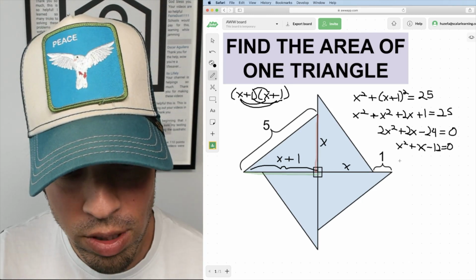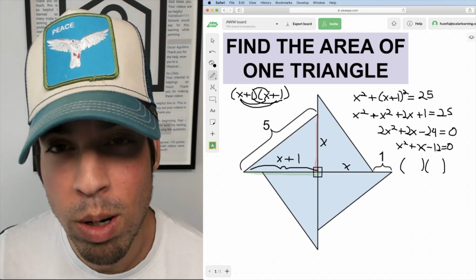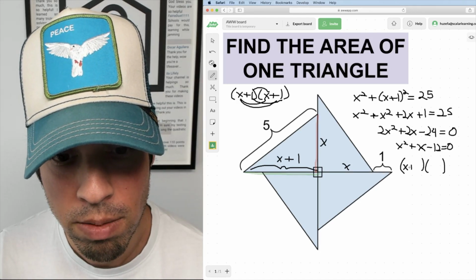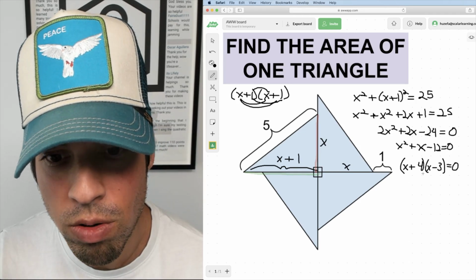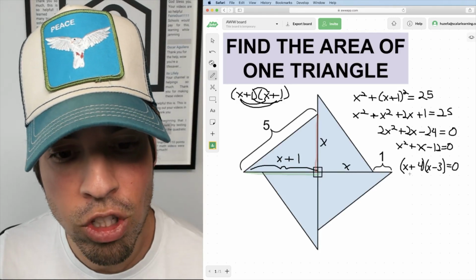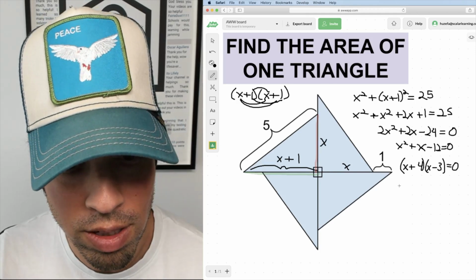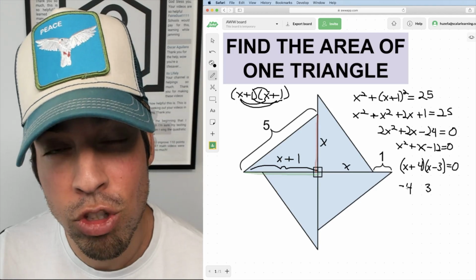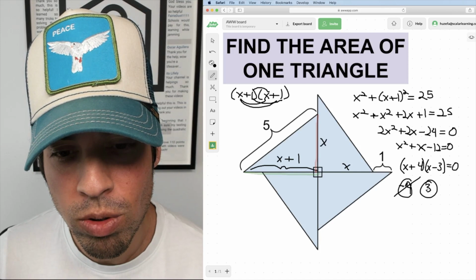And if you guys remember factoring, now we can just factor this quadratic. What multiplies to negative 12 and adds to positive 1? That would be positive 4 and negative 3: (x plus 4) times (x minus 3) equals 0. Once it's factored into these two binomials, my solutions are whatever makes each binomial go to 0. What plus 4 equals 0? Negative 4. And what minus 3 equals 0? Positive 3. These are my two solutions, but we're talking about length, so the negative is out. My only valid solution is 3.